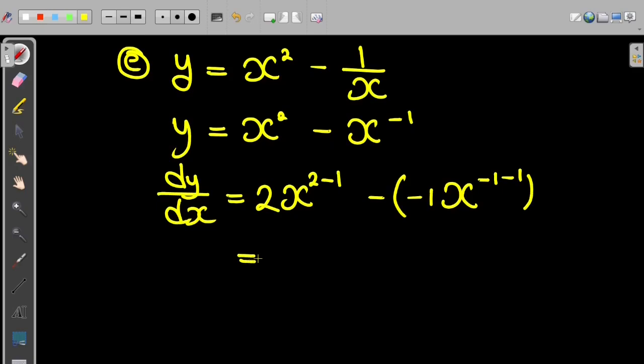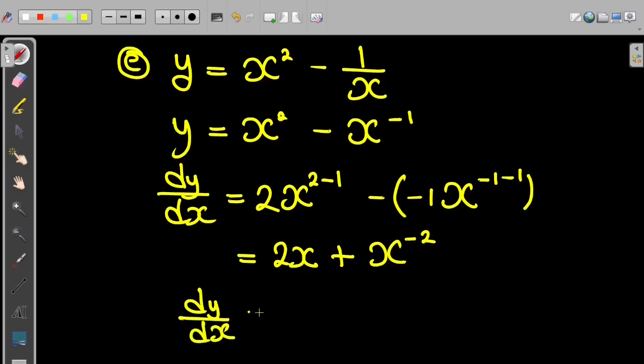As we simplify things, we have that this is 2x to the power of 1, because 2 minus 1 is 1, and then minus times minus is plus. We have x to the power of negative 2, since minus 1 minus 1 is minus 2. So dy over dx is equal to 2x plus 1 divided by x to the power of 2.